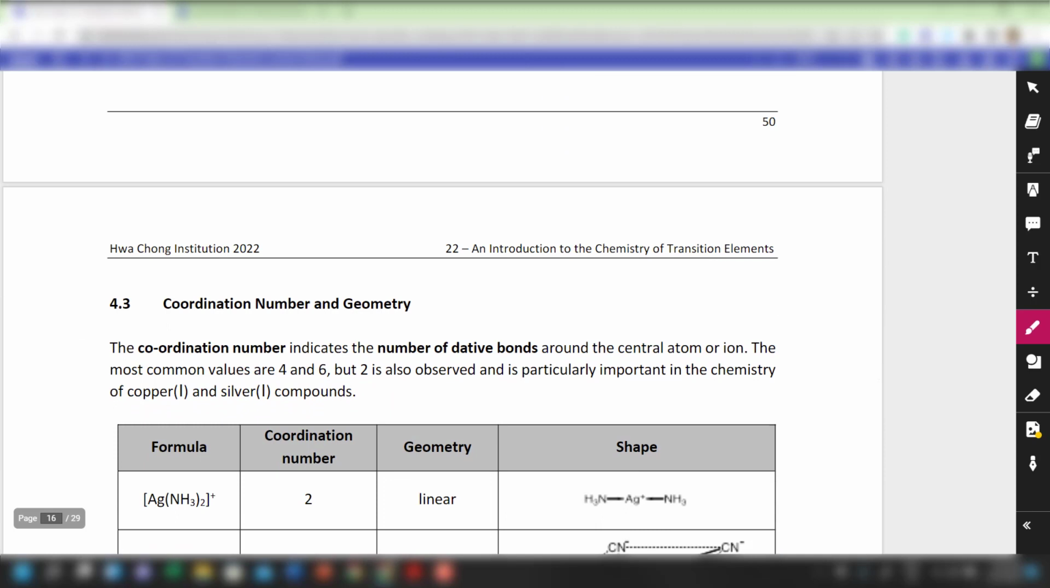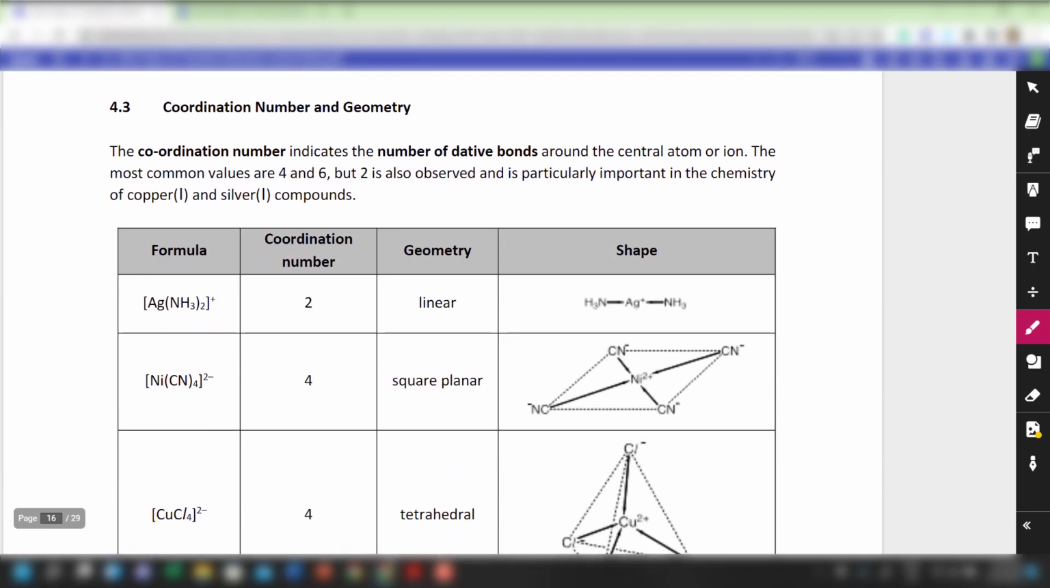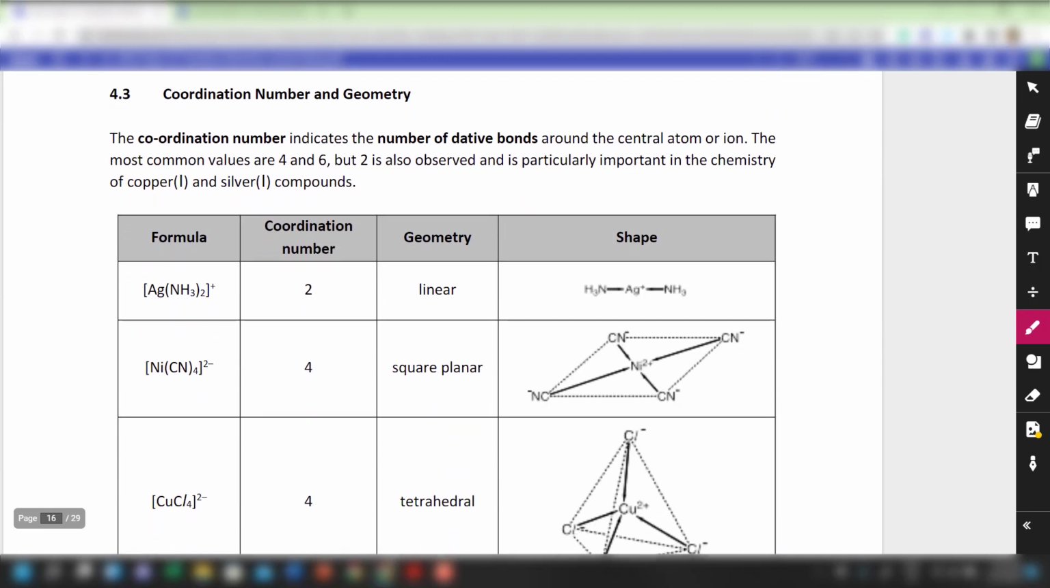Then we have 4.3 on coordination number and geometry. Again, can I stress that this is really very simplistic. We are not going into great detail. There are whole modules on coordination chemistry alone, which took about 4 to 5 months to complete. So do bear with me if we just touch and go. That is the case for H2, unfortunately.